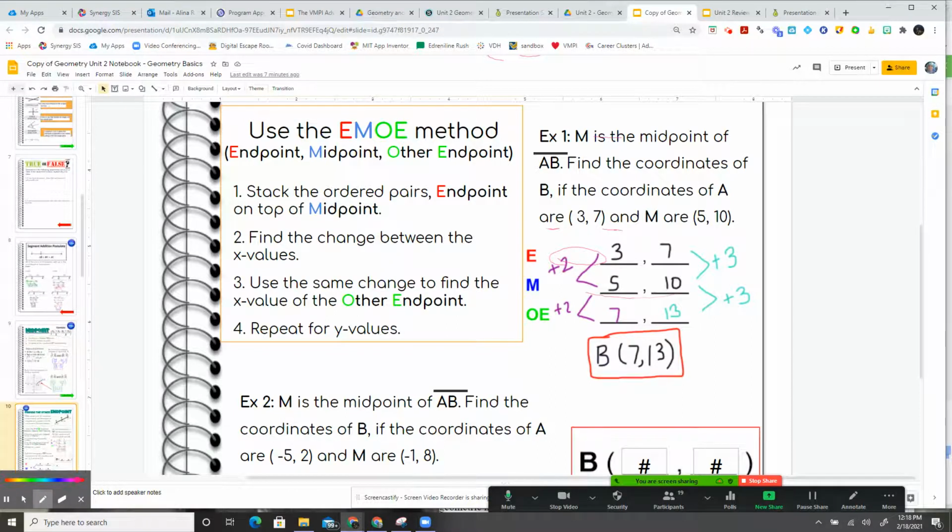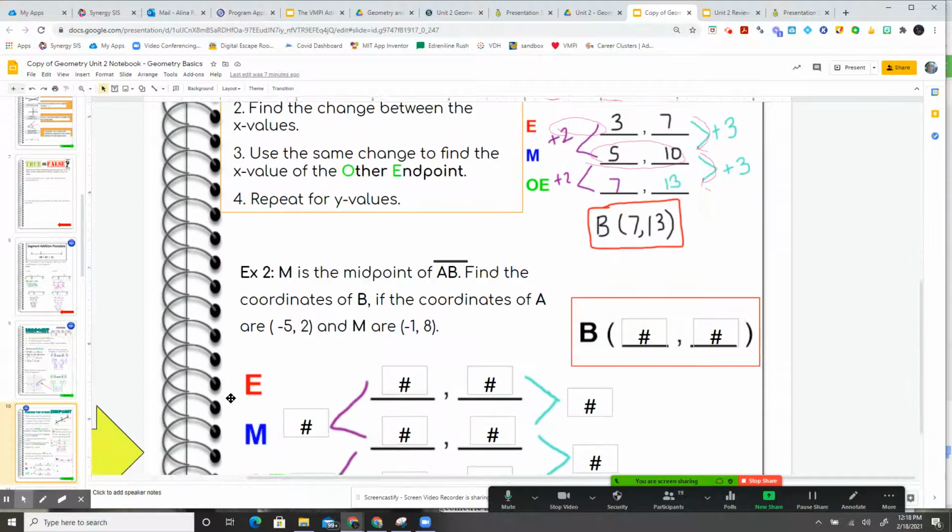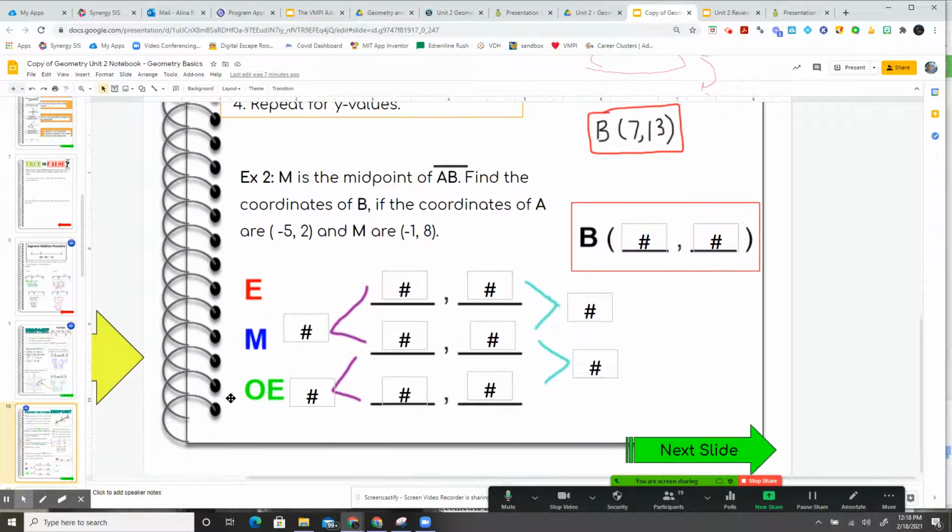I put the middle point in the middle, and I follow the pattern. 7 plus 3 is 10, and 10 plus 3 is 13, right? And same thing for the other side. So what numbers would go in here? M is the midpoint of AB. Find the coordinates of B if A is this and M is this.